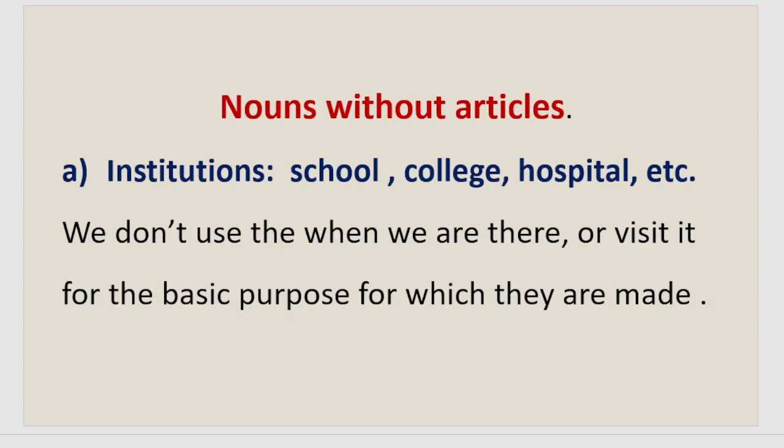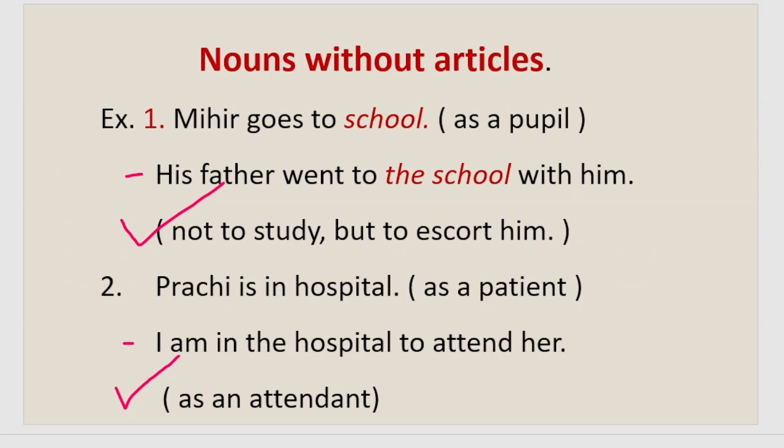If we are going there for the basic purpose for which they are made, then we don't use the article the before them. Okay. For example, Mihir goes to school. That means Mihir is a student. As a pupil, he goes to school. School is for study purpose. So, before school, we have not used the article the here. The next line, his father went to the school with him. That means his father is not visiting the school for the study purpose, but to escort Mihir.